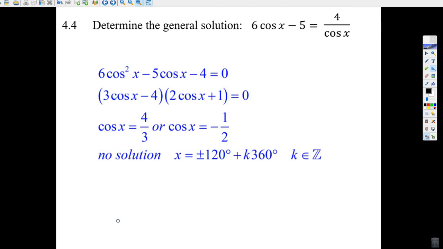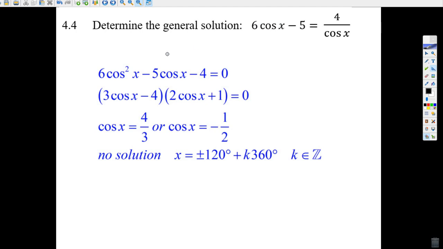Here's a general solution problem that I don't think is too difficult, especially if you get the first part here. Whenever you see a fraction, you want to get rid of the denominator of the fraction by multiplying by the denominator, all the time, in all the questions. So there's cos x, multiply everything by cos x.